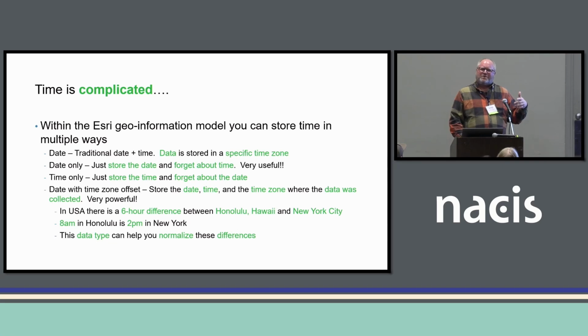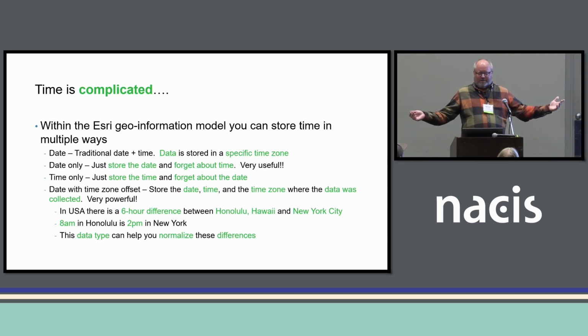So what if you actually don't care about time? Well, actually, the date plus time can really get in the way. So there's a new field type called date only, where it just stores the date and you forget about the time. Or maybe you're just interested in the time alone. Just when is something open versus closed, and you don't care about the date. This last one is the most interesting, and that's date with time zone offset. That's where you're storing the date, the time, and the time zone where the data was collected.